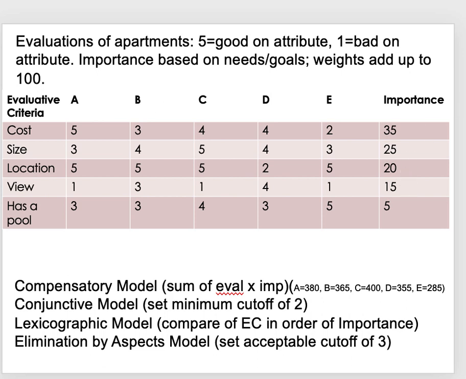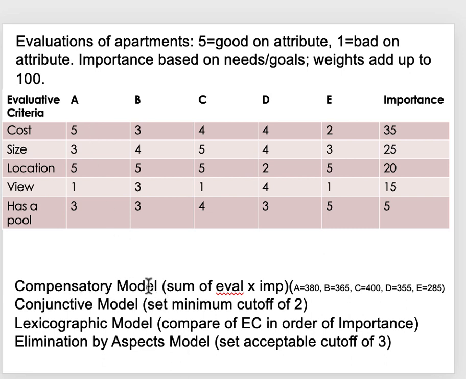You'll note that the values all add up to 100, and this is how it's actually done often in practice, where people are given a set of evaluative criteria and told to divide points among them so that they all add up to equal 100. Okay, so we're going to look and see, based on these different rules, which apartment the student would select.